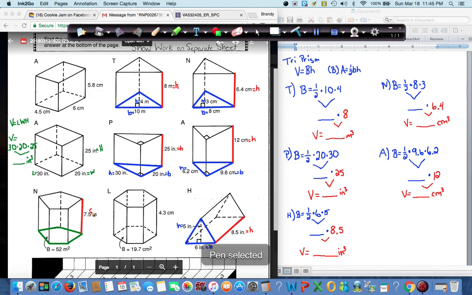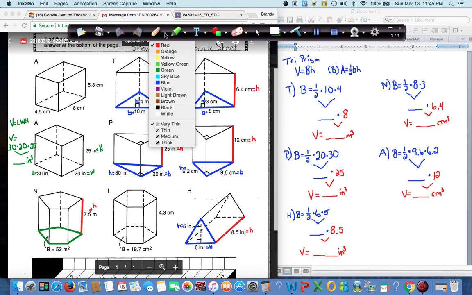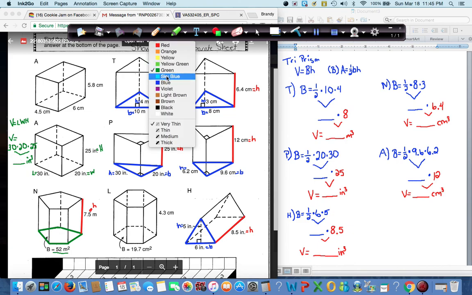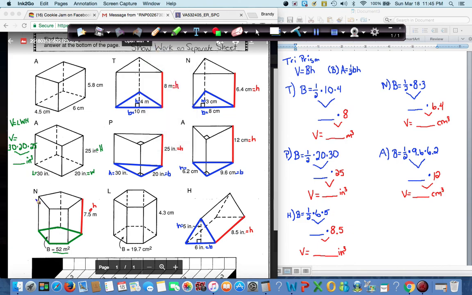Right here. And then our base, they gave it to us right here. See, this is our base. So all you have to do to find volume of letter N is multiply those two numbers. Big B, which is 52, times the height, which is 7.5.